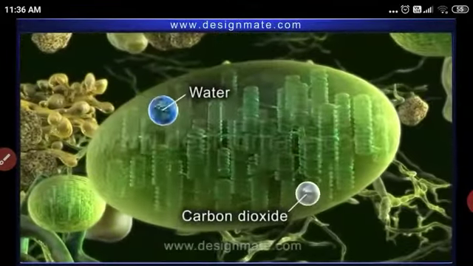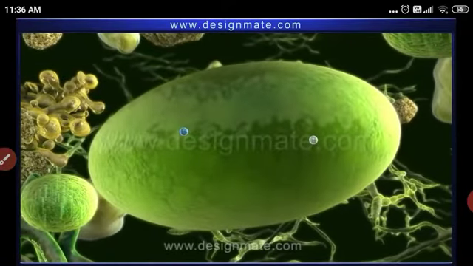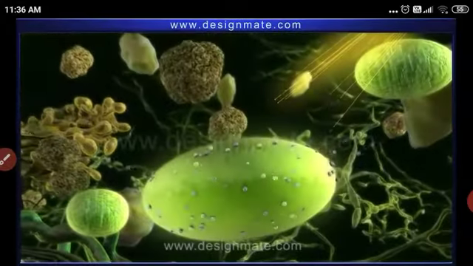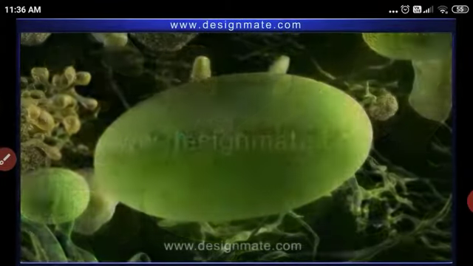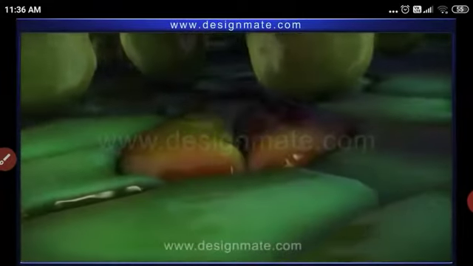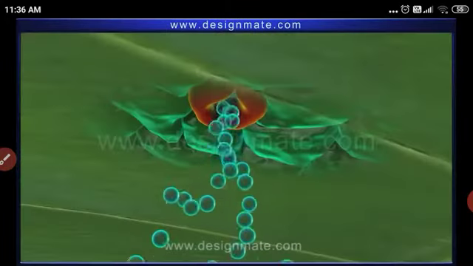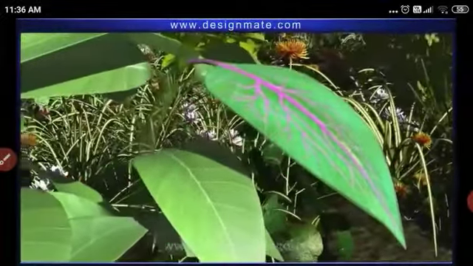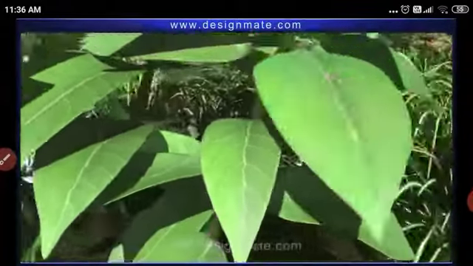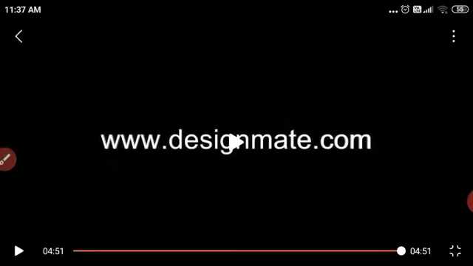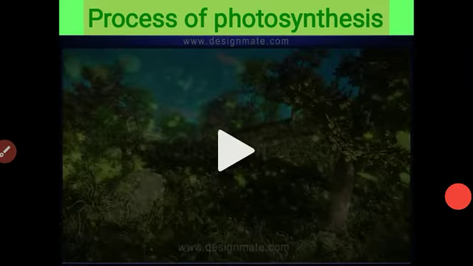In the leaf is present the chloroplast. In the chloroplast is the chlorophyll pigment. This chlorophyll pigment traps the sunlight, and in the presence of sunlight, the chloroplast makes the food as glucose and releases the oxygen. These glucose molecules are transferred to each and every part, and through the stomata the oxygen is released into the atmosphere. The glucose molecules are transported to each and every part of the plant with the help of the phloem tissue. Like that the process of photosynthesis happens in the plant.